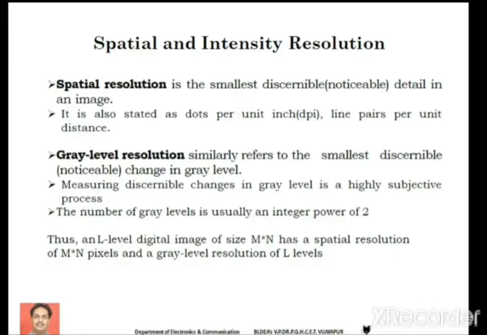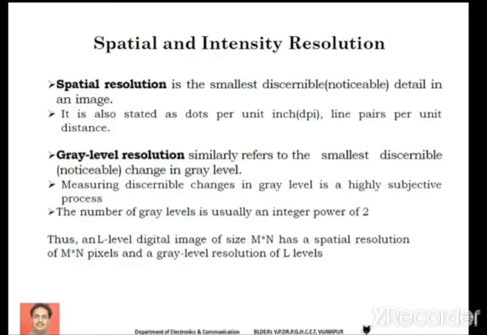So remember, spatial resolution means the smallest discernible detail of the image, and it can be expressed as dots per unit distance or unit inch, or the number of line pairs per unit distance. This spatial resolution is with respect to the coordinate points of the digital image.